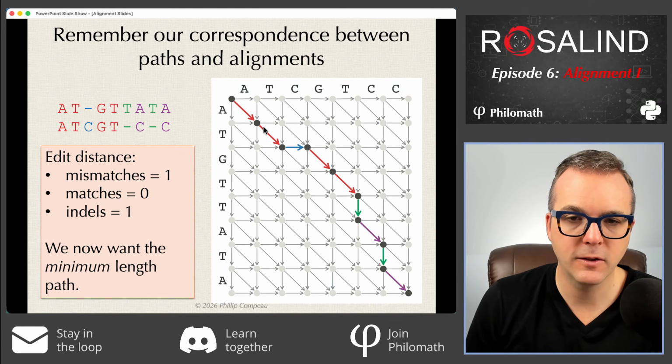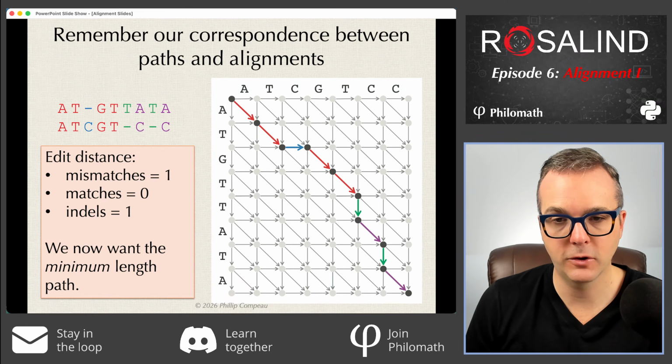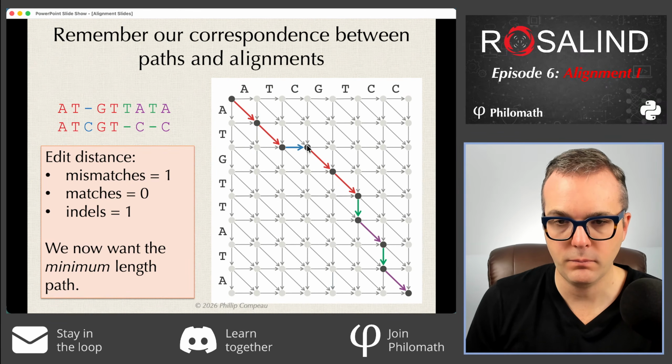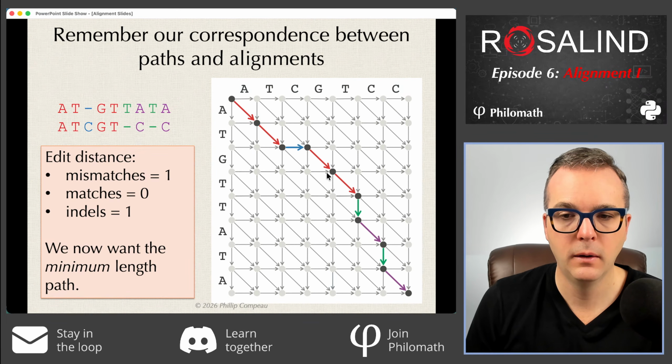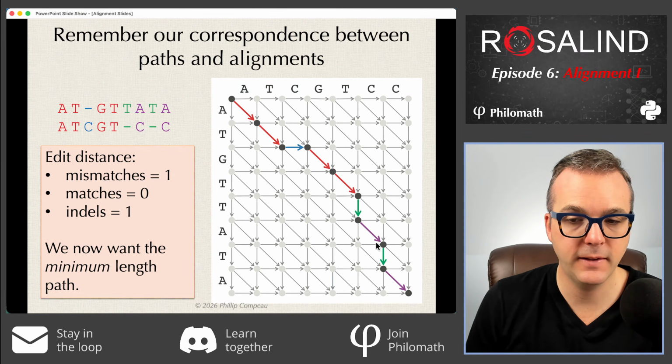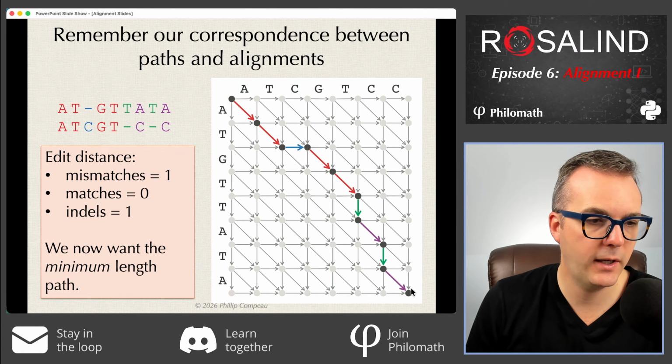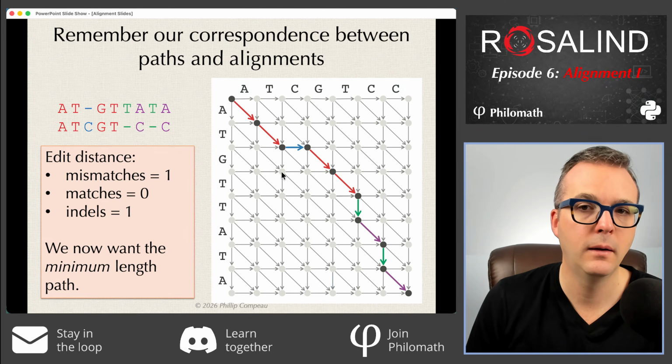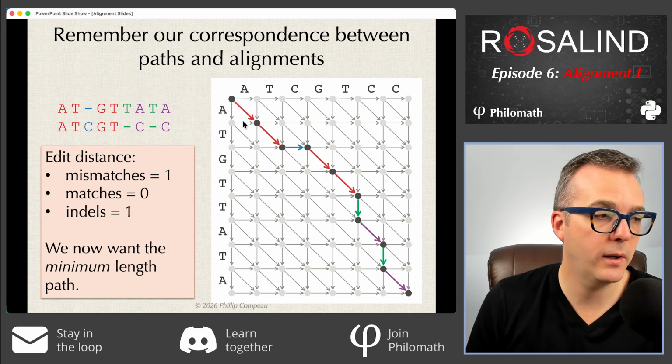And you can trace this by saying the diagonal edges are matches or mismatches. The insertions are horizontal edges, then two more matches, a deletion, a mismatch of an A against a C, another deletion, and a mismatch of an A against a C. So we've got that correspondence between alignments and paths.